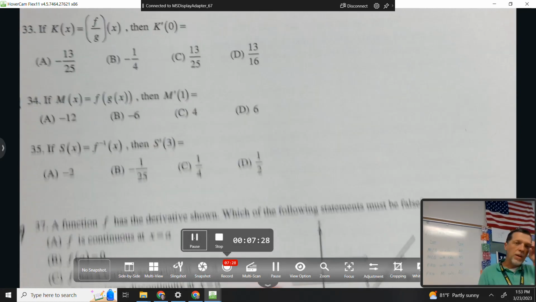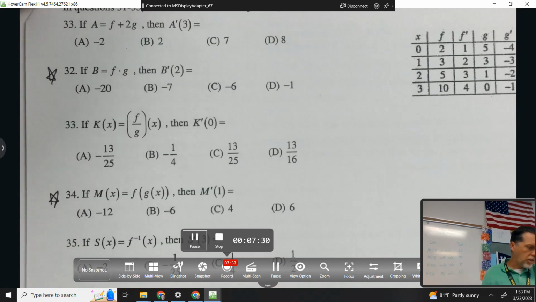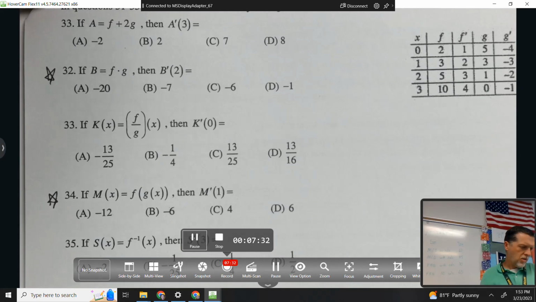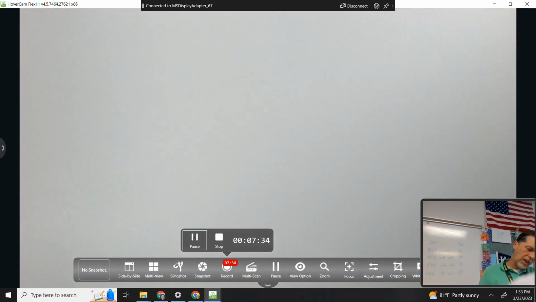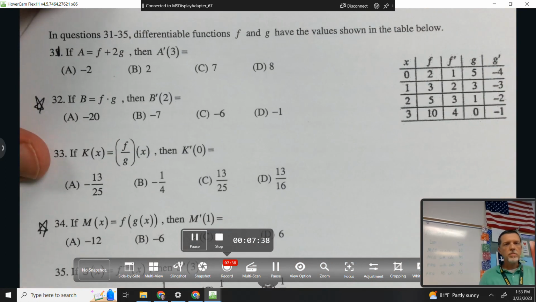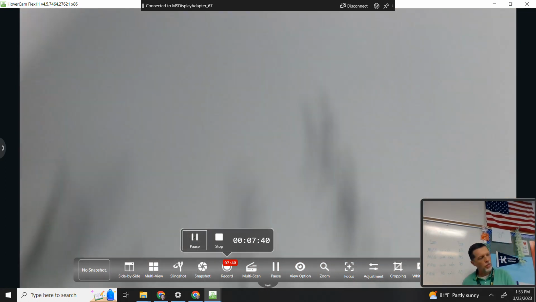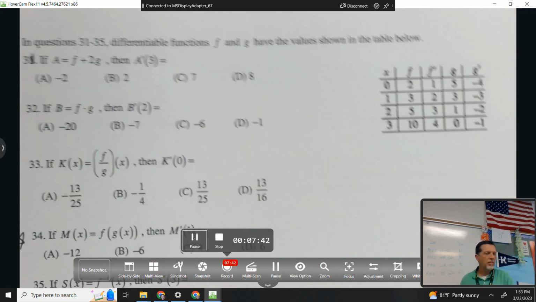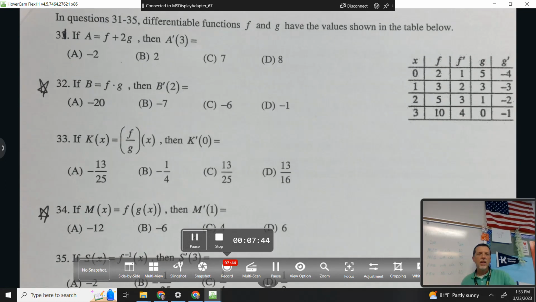All right, some tables on 33 to 35. Or 31 to 35. One of those numberings got off here somewhere. That means there's two 31s and 32s. Whatever. 32, we kind of did 32 already, but let's do 32.